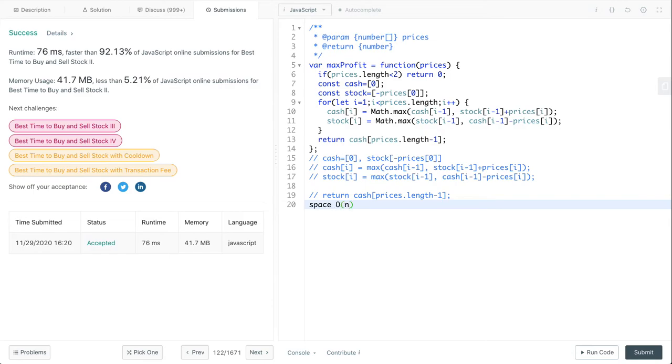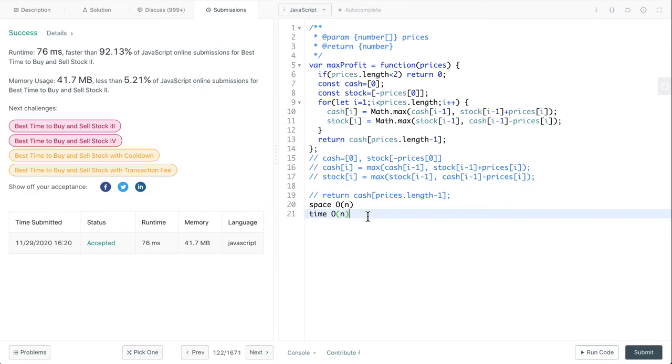Let's look at the complexity. For space, it's O(n) because our cash array and stock array have length equal to prices.length. And then let's look at time. It's still O(n) because we have this for loop once. To optimize the space, we can simplify the cash array and stock array into one variable each because we only depend on the previous value. We never depend on the value before the previous one. So we can make them two variables. But I will leave it like this.